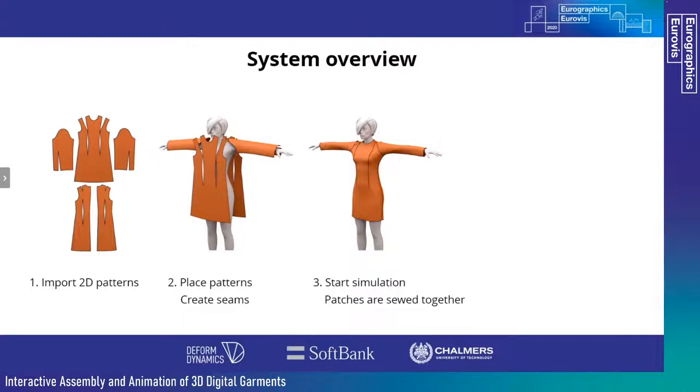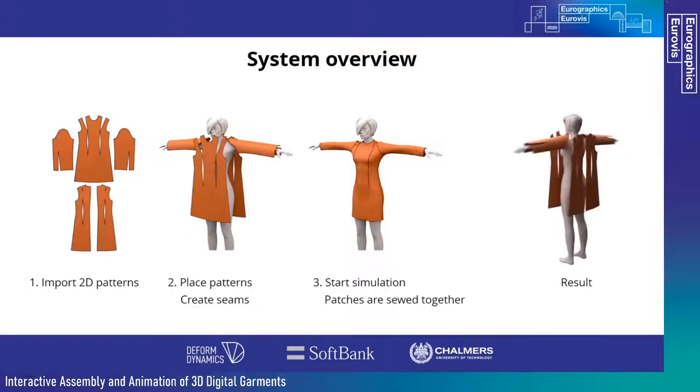The second step involves placing the patterns around the character body in 3D space, so that they can be sewn together. This is done using a simple user interface where the patches can be translated, rotated, and scaled to fit the character body. As you can see, the sleeves of the dress in the picture are also bent around the arms in order to make sewing possible. Once the patches have been mapped to the correct parts of the character body, seams are semi-automatically created between different parts of the patch contours.